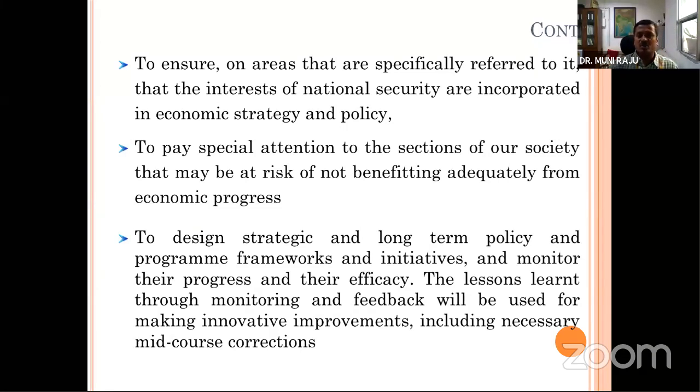A huge number of programs are implemented. These programs are evaluated and assessed from time to time, including social auditing, and we get field-level inputs, make changes in the policy, and bring those changes in the program, formulating new programs or allocating resources. We consider the concerns, make the changes, and implement them on the ground to see that the benefits reach the needy people efficiently.